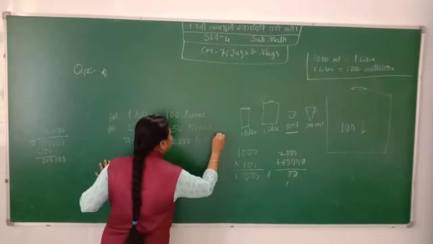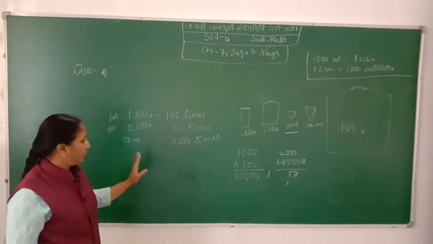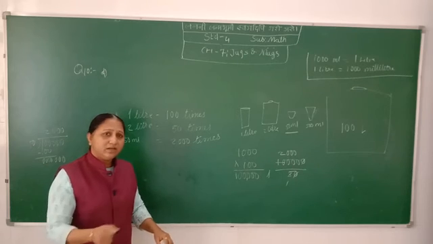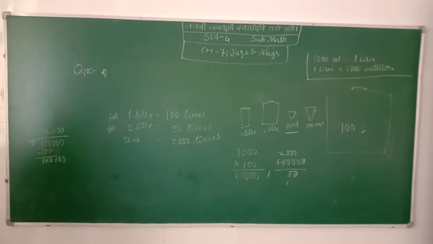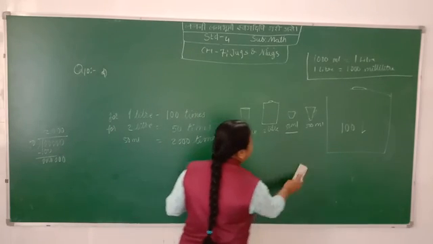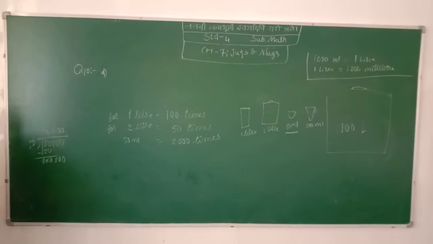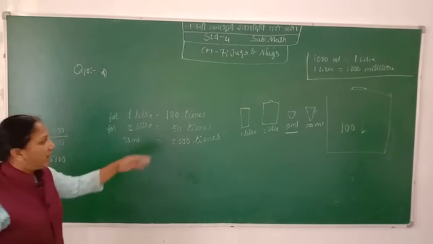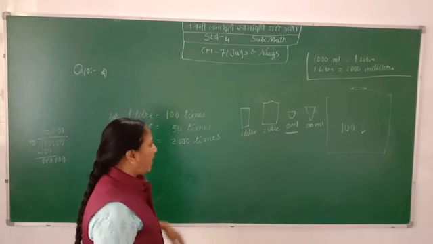Do not get confused just by seeing that many zeros. And the last one, we have a 500 ml pot. As you know, 500 ml is exactly half of a liter. 500 ml is equal to half a liter.